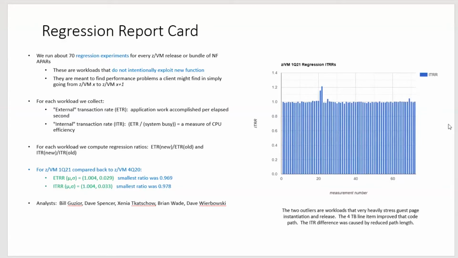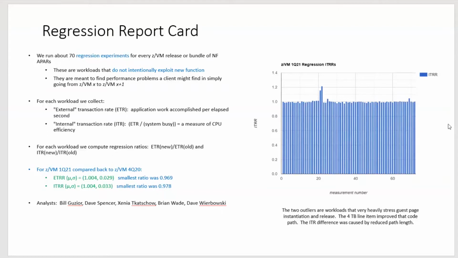Our purpose here is to try to find out or forecast what your experience might be if you go from, say, 6.4 to 7.1, or 7.1 to 7.2, or 7.2 to the spring 21 stack. That's what we're looking for. We don't want you to find those things. We want to find them in what we call our regression workloads. We run about 70 regression measurements for every bundle, and they intend to exercise the system in various ways. They exercise paging, and they exercise virtual I/O, and they exercise CPU management, and so on.